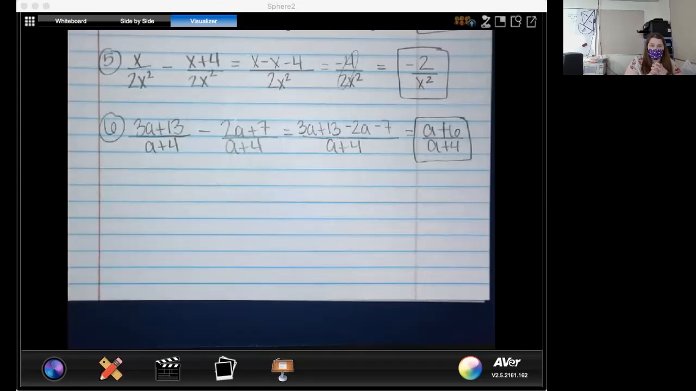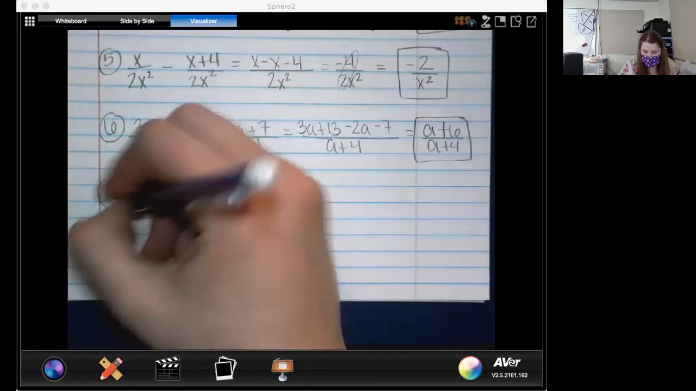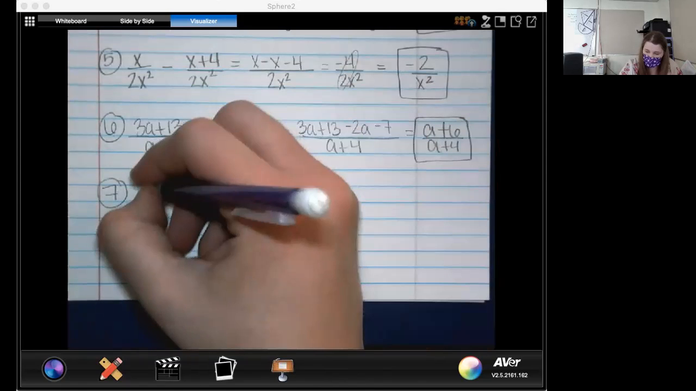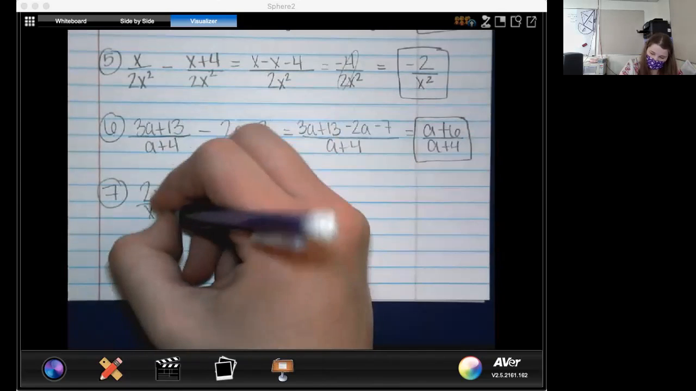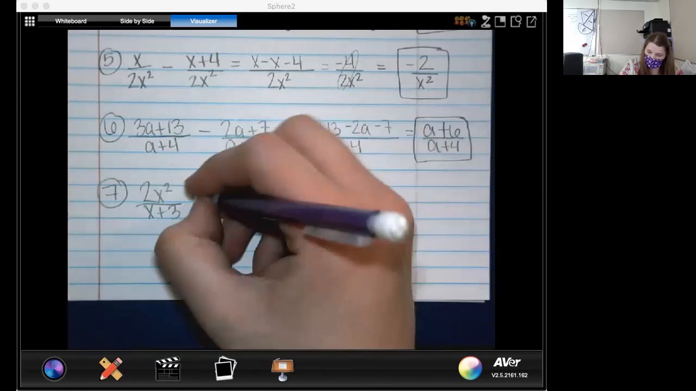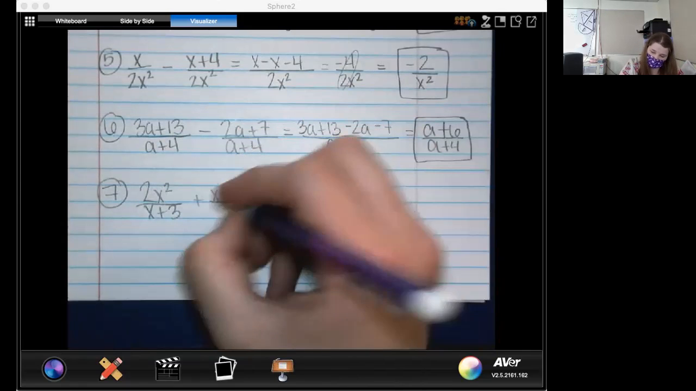Okay, great questions. Okay, let's get back into some more factoring based problems. 2x squared divided by x plus 3 plus x minus 15 divided by x plus 3.